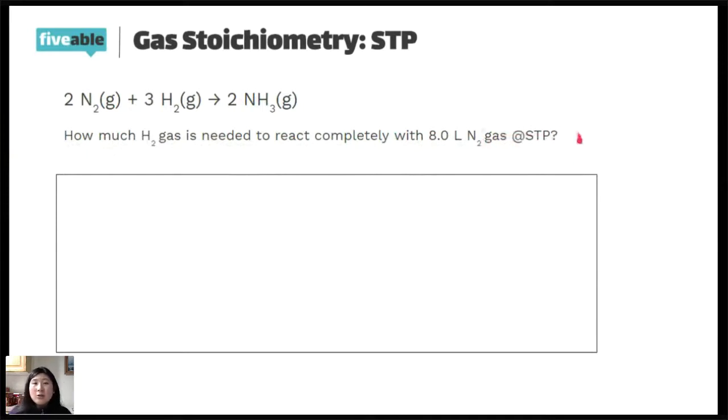So we know that we can use the unit conversion of moles to liters. Here we are asking for how much hydrogen gas we need, and this amount is very dependent on this amount. So this is the limited amount. We know we have 8.0 liters of nitrogen gas, so we have to come up with how much hydrogen gas we need to make sure that all of the reactants are used up, so all of it is converted to the product side.